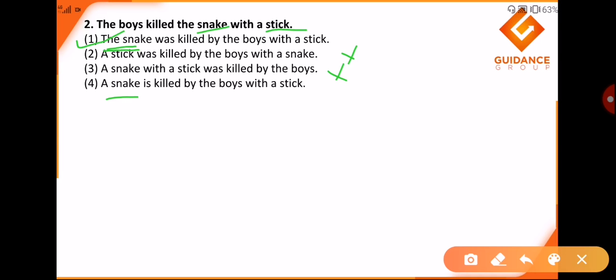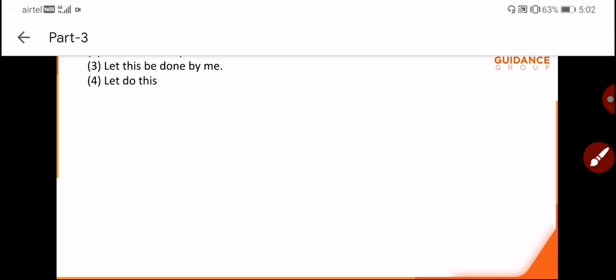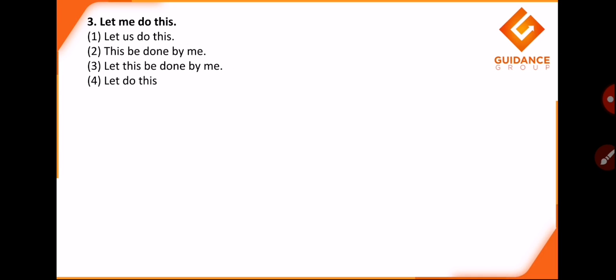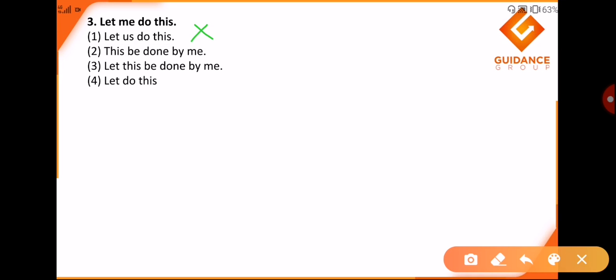Okay, we will jump to the third question. The third question is: let me do this. Let us do this. So, us is out of context. The subject will not change from me to us. This to be done by me, again wrong. Let this be done by me seems right. Let do this is again out of context. So we would say in this case the answer for the third is option number 3. Now these examples are very simple, and obviously those are asked in your exams.